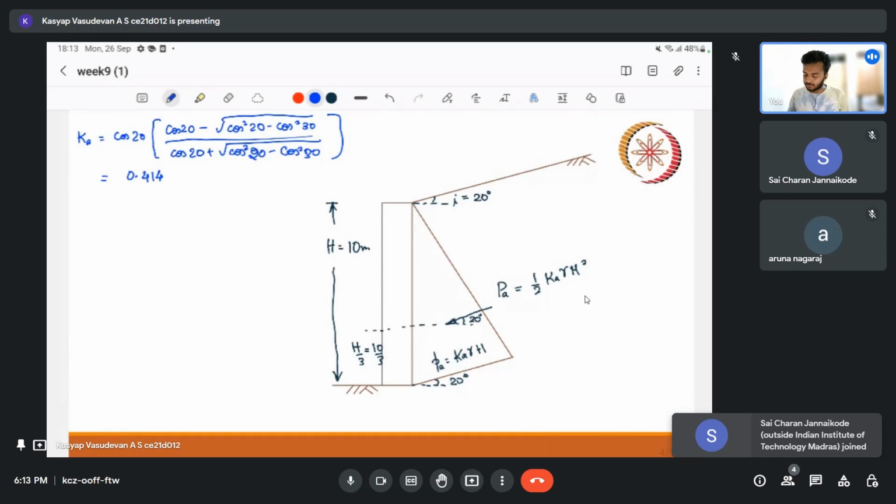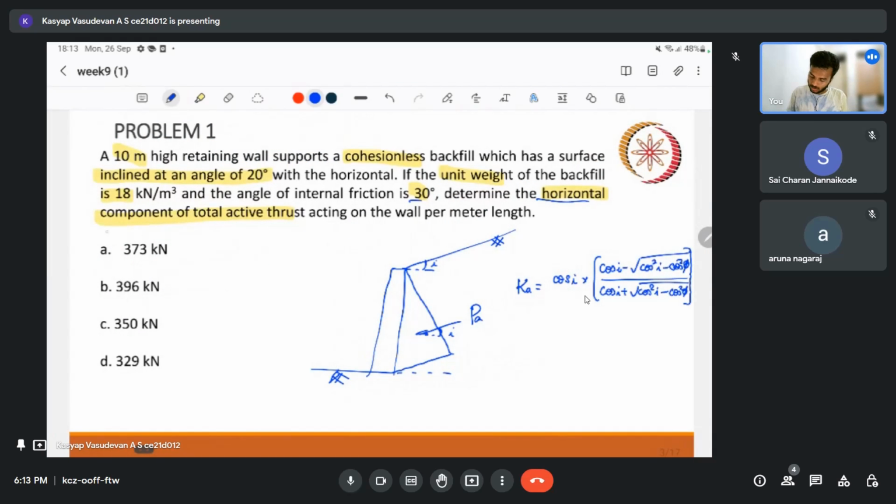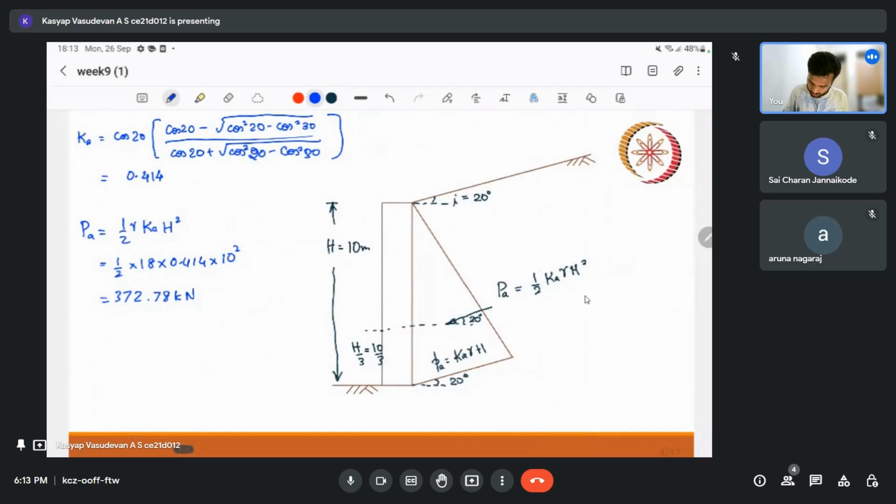So now we can directly find out our PA. The capital P, I am directly finding the total active thrust. So that is half into gamma Ka h square. So this is half into 18 into 0.414 into 10 square. This turns out to be 372.78 kilonewton. But in the question we are asked to find the horizontal component. So when we have this as the total earth pressure, 372.78 kilonewton, I need the horizontal.